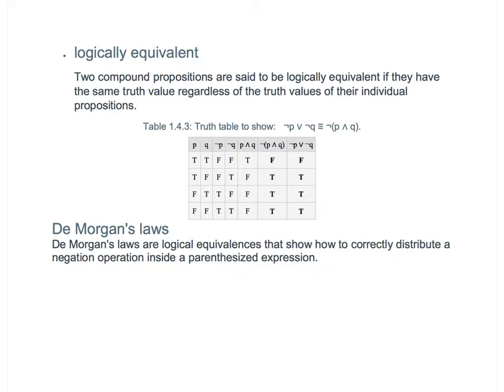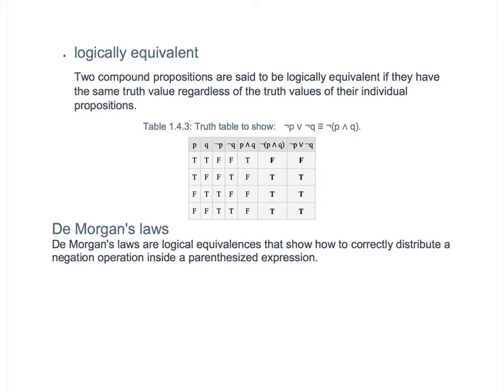Let's look at the first row. When P and Q are both true, the conjunction of P and Q would be true, and the negation of the conjunction of P and Q would be the negation of true, which is false. And not P or not Q would be the disjunction of two false propositions, and when we find their disjunction, it becomes false.